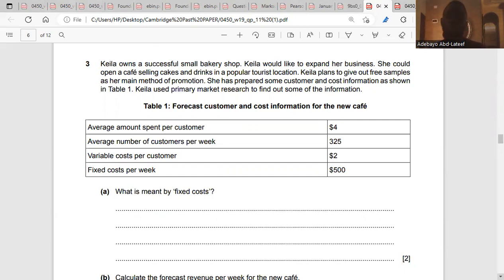So also you have to check the analysis, the forecast. Here we have our total revenue to be 325 times 4. 325 times 4 is 1,300. Then its total cost will be 500 multiplied by 325, that's 1,002 something. So based on this, it's still going to make a good profit when you take the total cost from the total revenue.